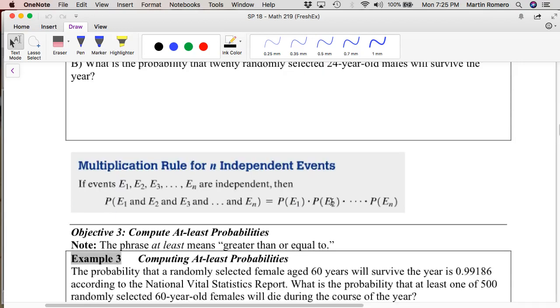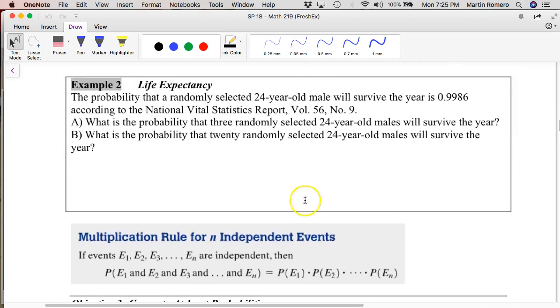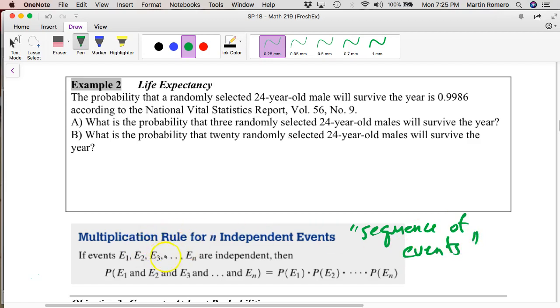Let's do one more right here before we finish this video. And it's the multiplication for a whole bunch of events. I call this, and you'll hear me in class when we go over this, a sequence of events. That's what I call that. And so the probability, if they're independent, right, they're not related to each other, is just the multiplication of all of them.